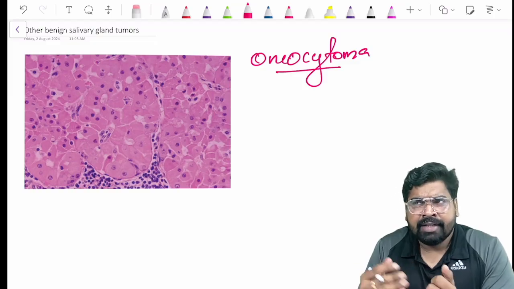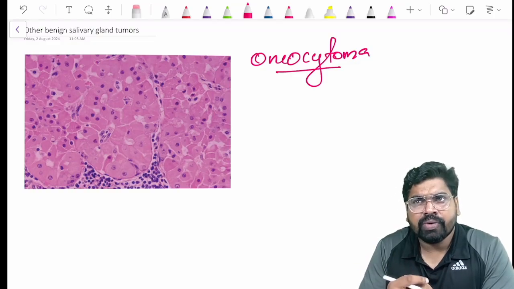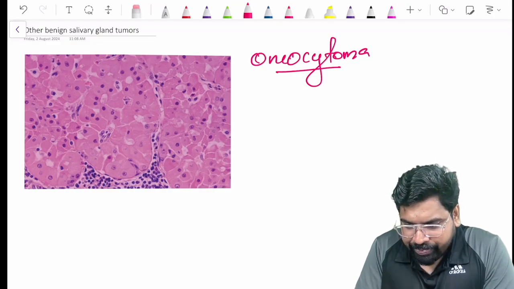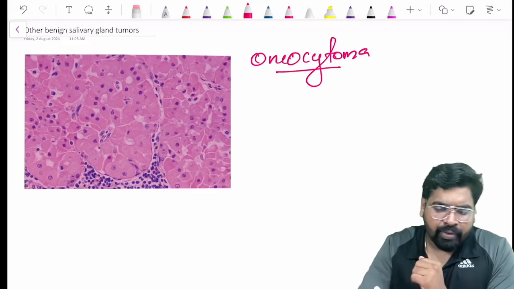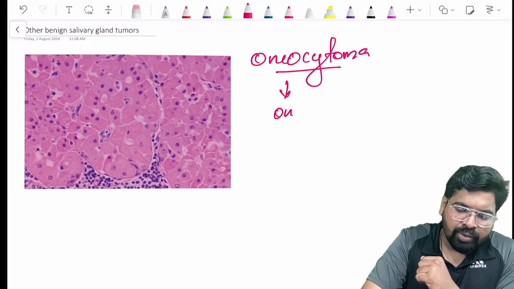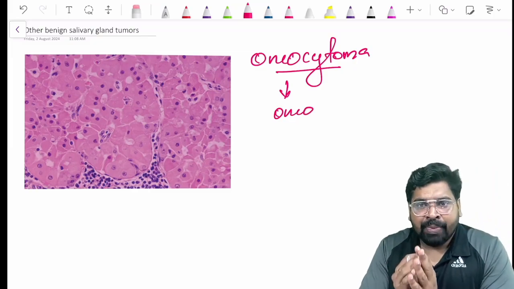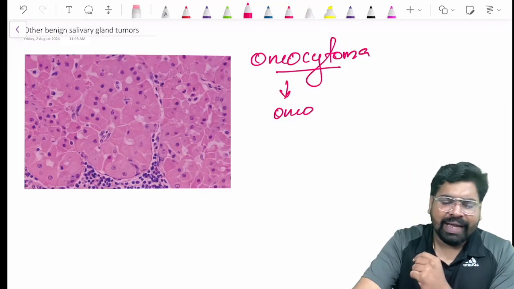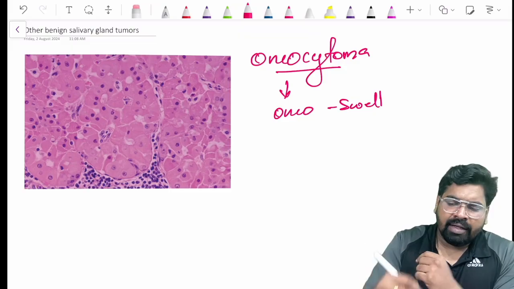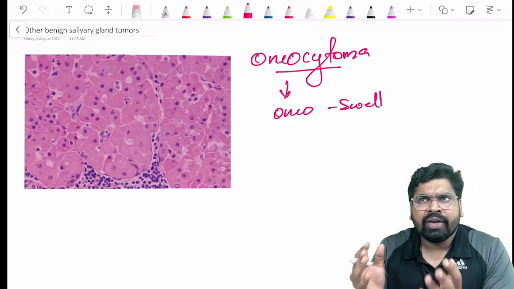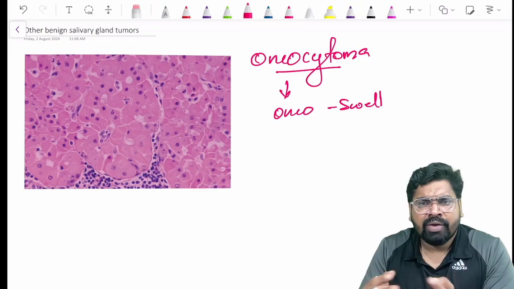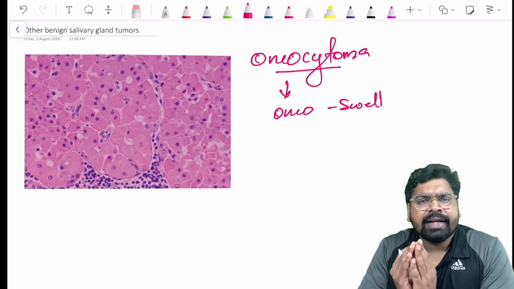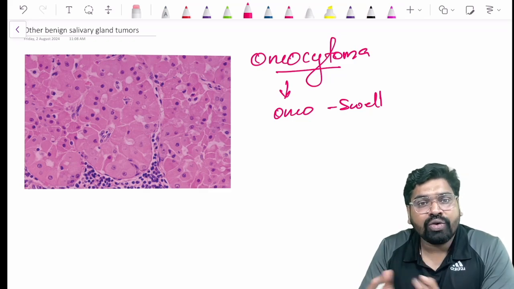Oncocytoma was once asked in your NEET paper. I think the previous 2022 question paper had a question on oncocytoma. Onco is a term which means swell. And in oncocytoma, the cytoma tells you this is a benign tumor, and you see a particular type of cell in this, that is oncocytes.